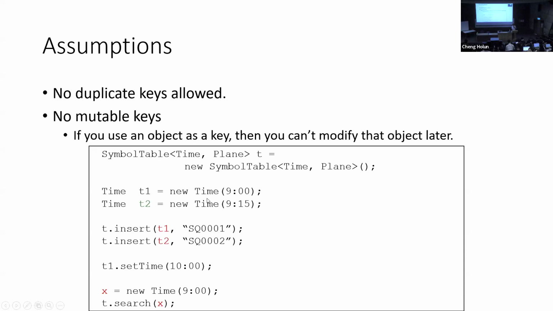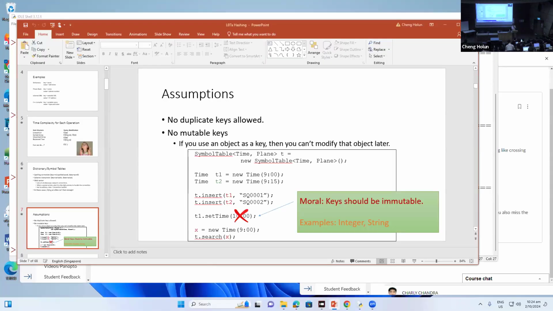What I do is, time is equal to 9 o'clock. Time is equal to that. So I insert SQ001 at time 1. SQ002 at time 2. So time 1 is already set as the key of SQ001. But now here, I mutate the time. That means the time object inside my data structure has to be changed. And this is not allowed. That means your key inside your data structure is not allowed to change.